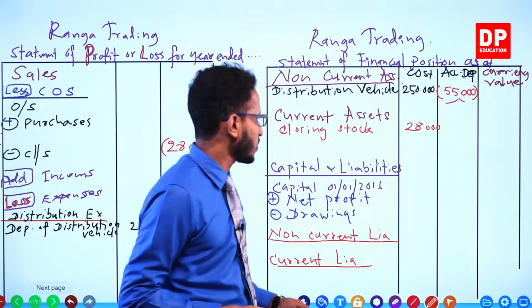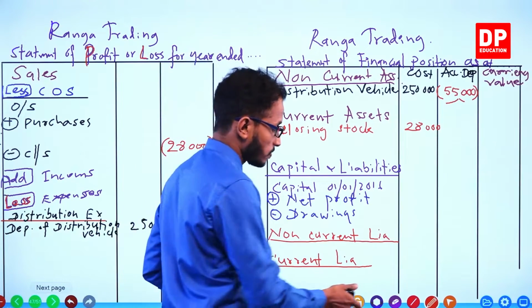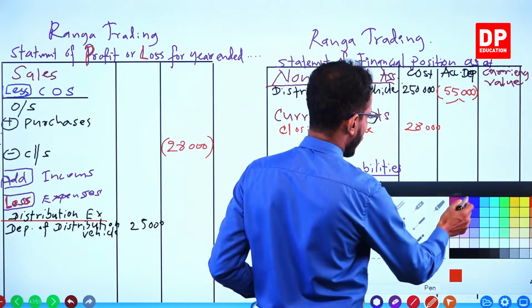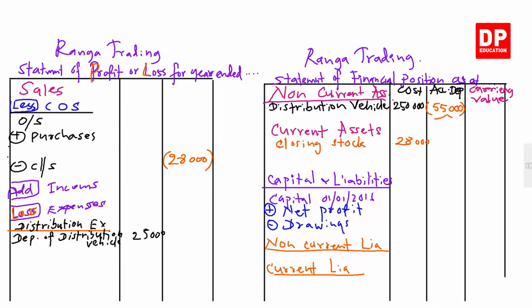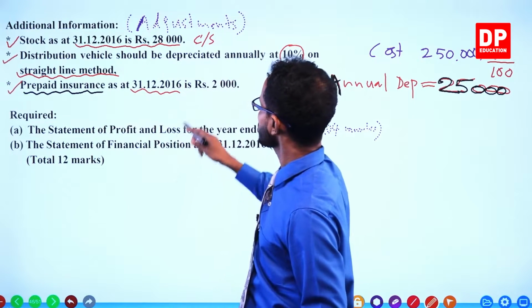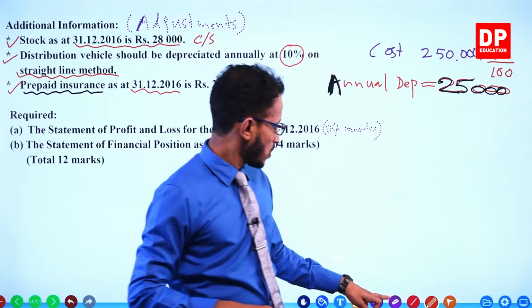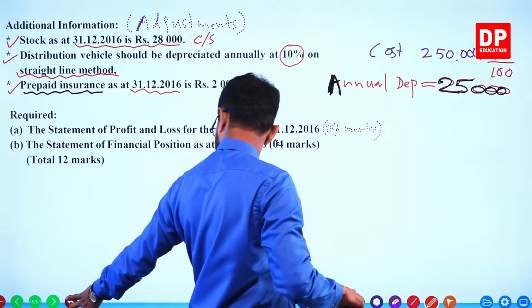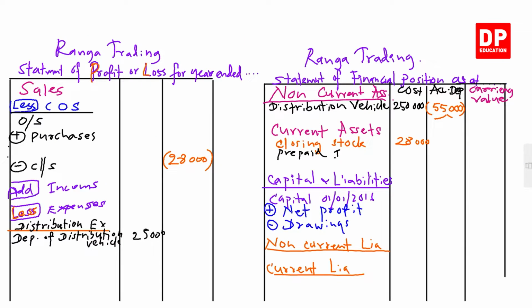Yeah, that is an asset. That is actually a current asset. Prepaid what? Prepaid insurance. Okay. Prepaid insurance 2000. Put to current assets. Let's include it in current assets. Prepaid insurance 2000.